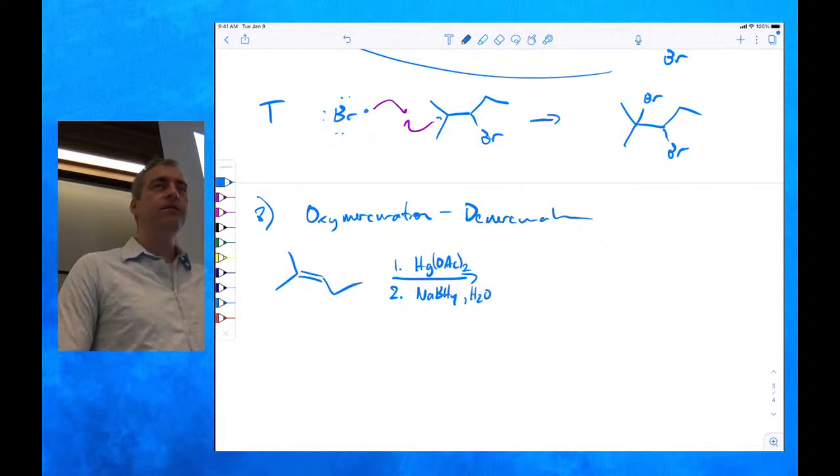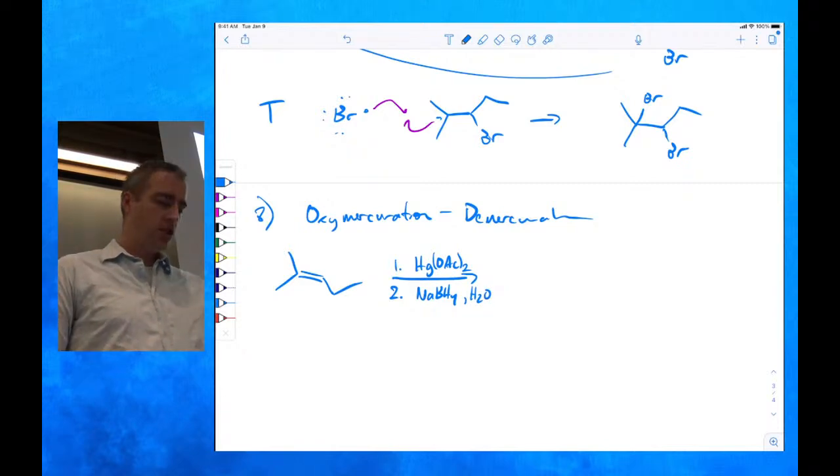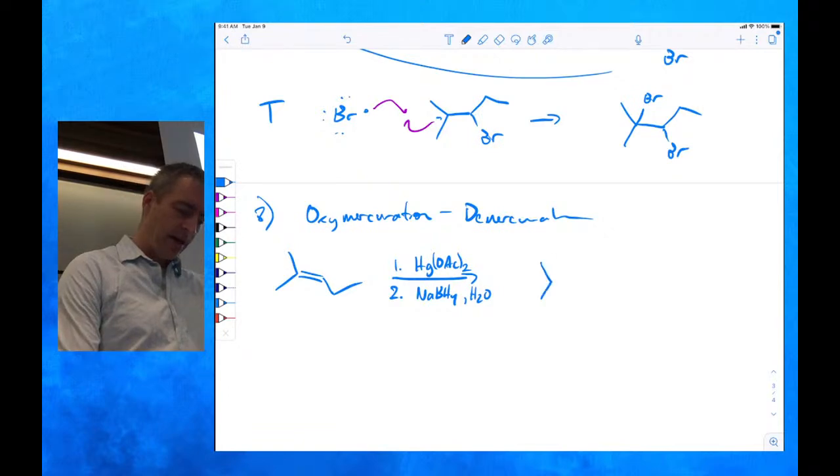So what this does is that overall, I'm not going to ask you to draw a mechanism for this particular one. What this does is it achieves the same thing as, no.